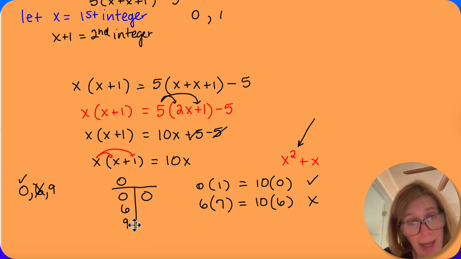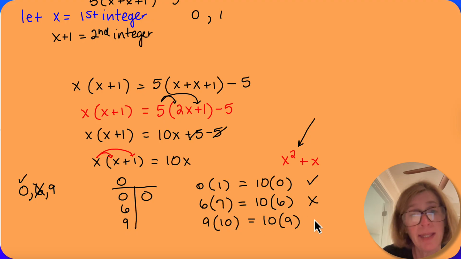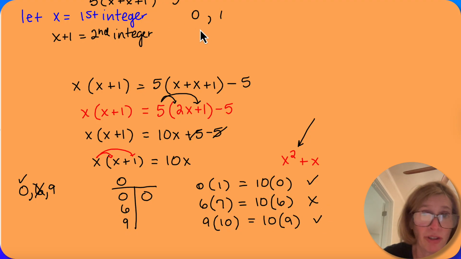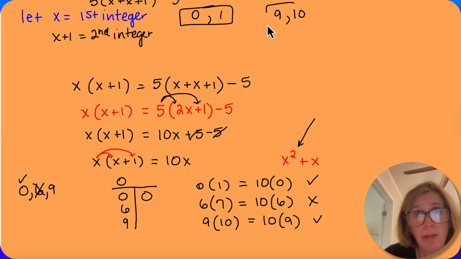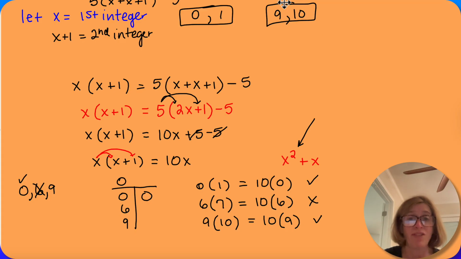And then I'm going to try 9. So 9 times 10, does that equal 10 times 9? It does. So 9 is one of my integers. So if 9 is my first integer, the next one would be 10. So I have 2 possible sets of integers that solve this equation.